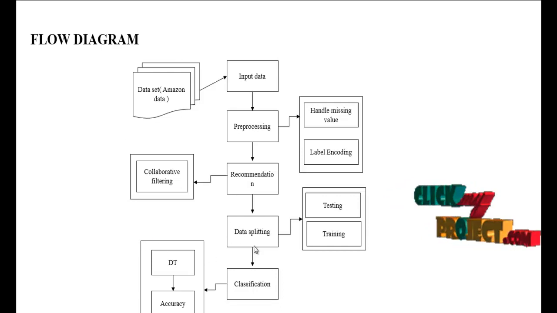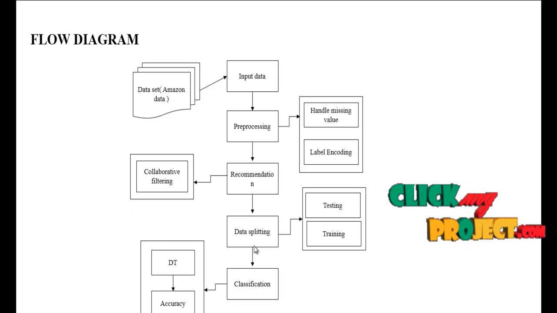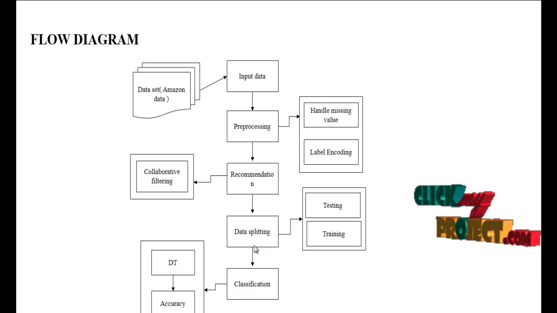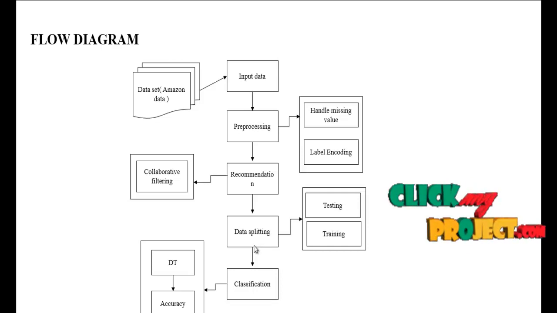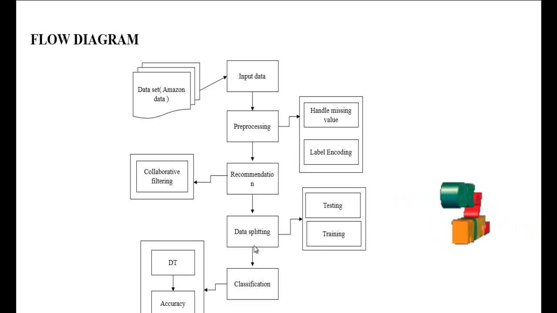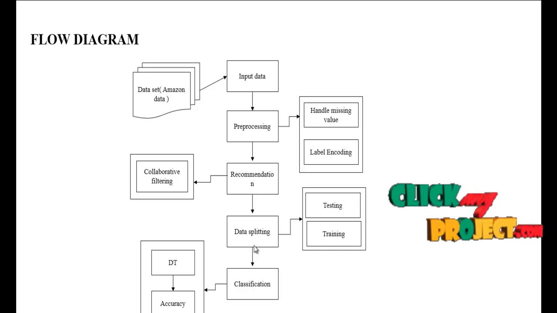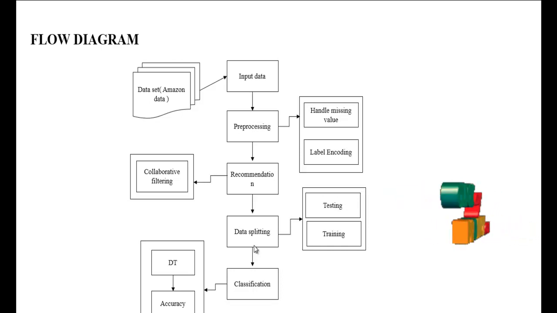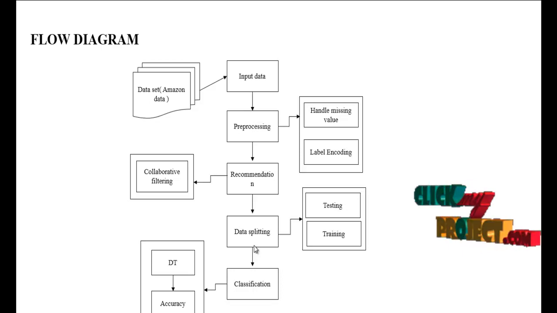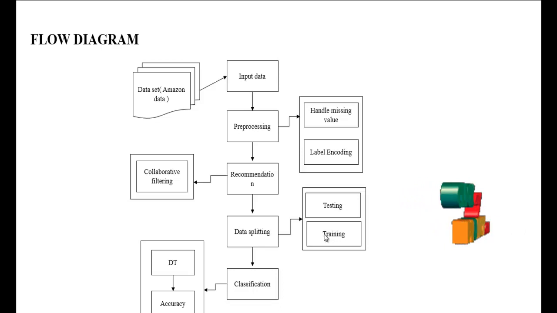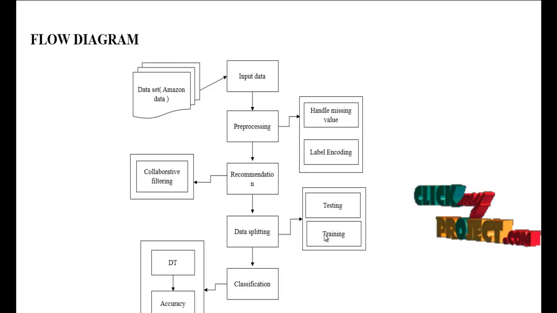Then we have to split the data. The data splitting is the act of partitioning our input data. In this step, we have to split the data into testing and training. Most of the data is present in the training part. A smaller portion of the data is present in the testing part. In the training part, we have to evaluate the model. In the testing part, we have to predict the model.